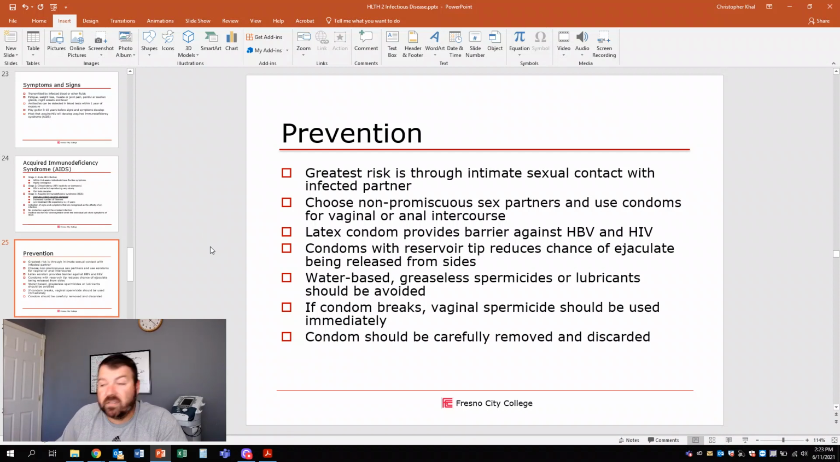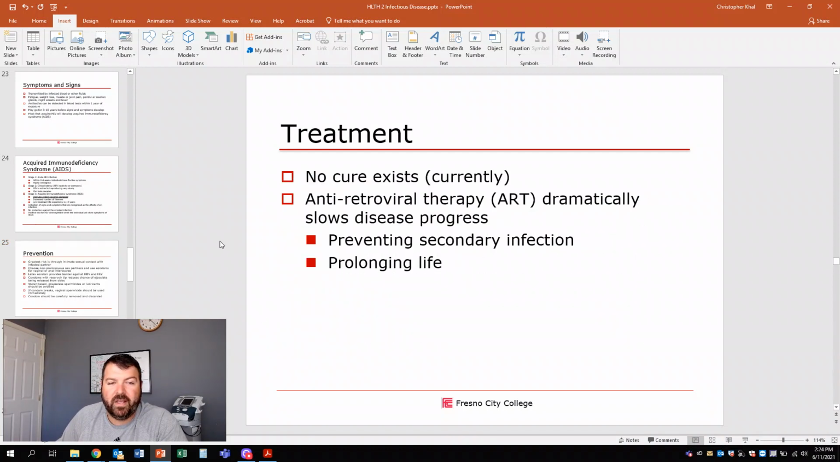Condoms should be single use. I hate to say that because it's usually obvious, but not for a lot of people, and should be carefully removed and discarded. Treatment. Currently, there is no cure for HIV or AIDS. And then the antiretroviral therapy dramatically slows the disease progression.